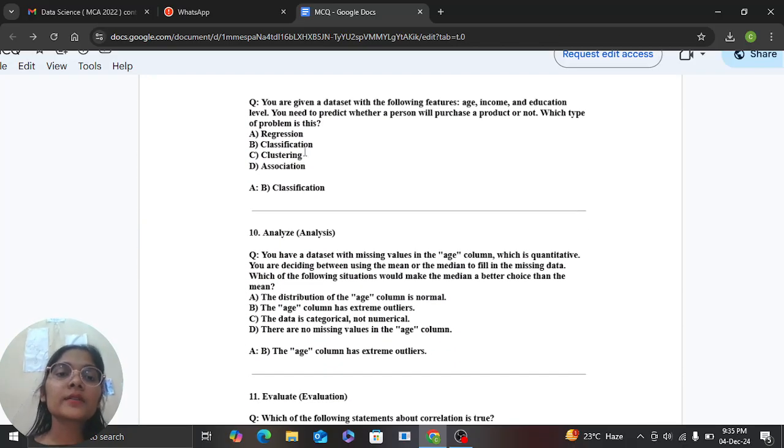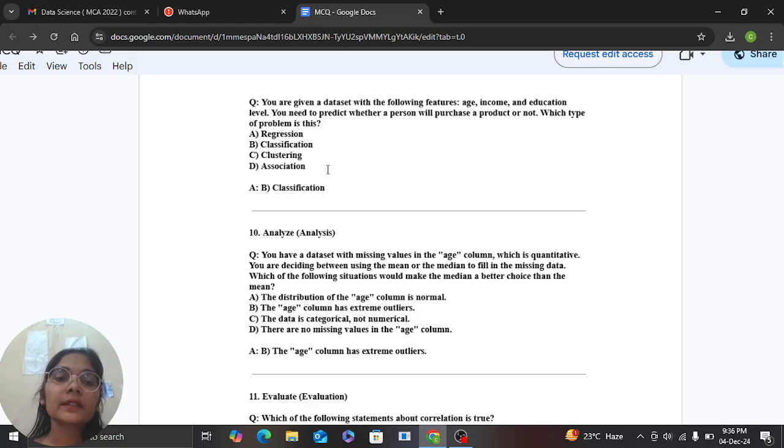Now the another is, we have given a condition. You are given a data set with the following features: age, income, and the education level. You need to predict whether a person will purchase a product or not. Which type of problem is this?